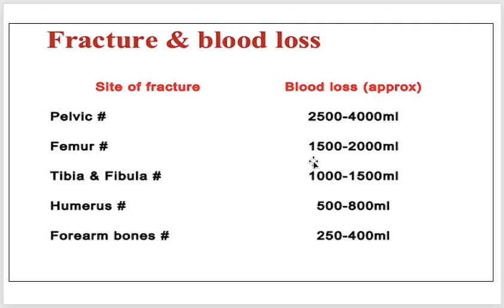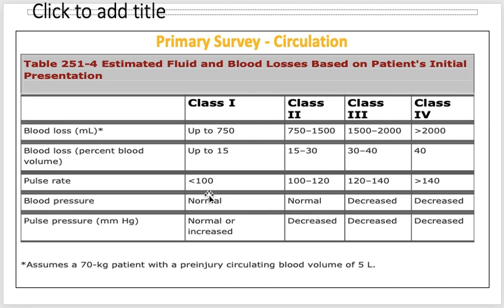Again, this is the classification of hemorrhage. We have done this, and whenever anyone is losing 2 or more than 2 liters of blood, we call it class 4 shock or class 4 hemorrhage, right? So this is what we do for the circulation.